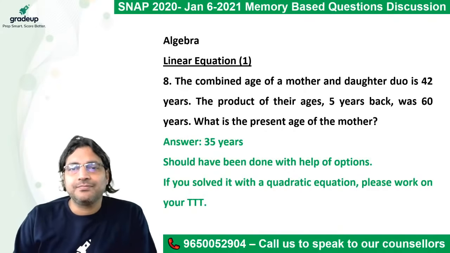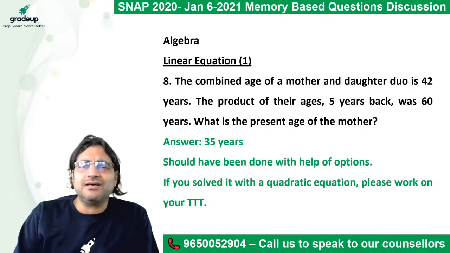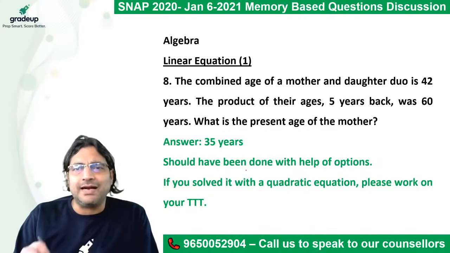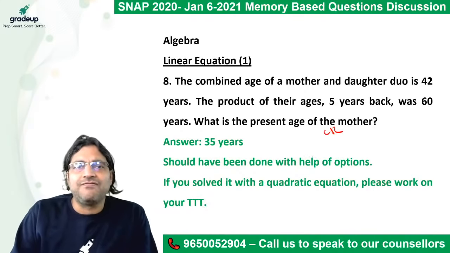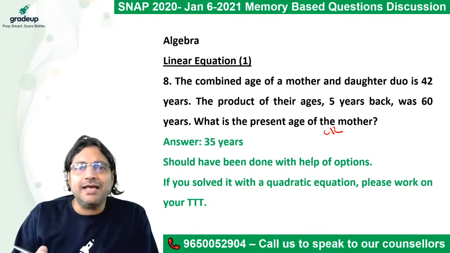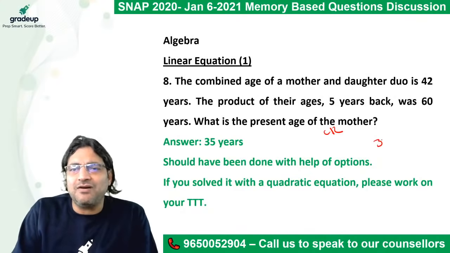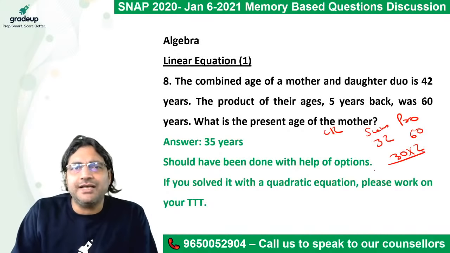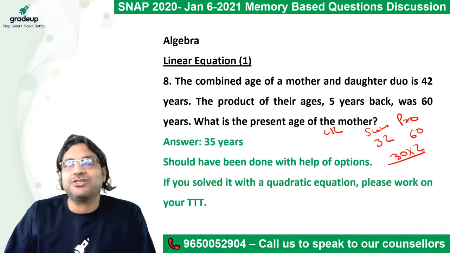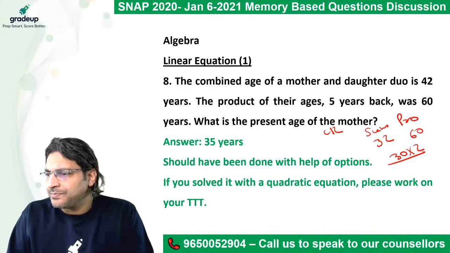One of the ways of looking at it could be that at this stage, the sum of their ages is 42. 5 years back, their combined age would have been less by 10. So 5 years back, the sum of their ages was 32, and the product was 60. So this easily comes to your mind that the numbers must be 30 and 2. So 5 years back, mother's age was 30. So now it must be 35. Isn't that so?